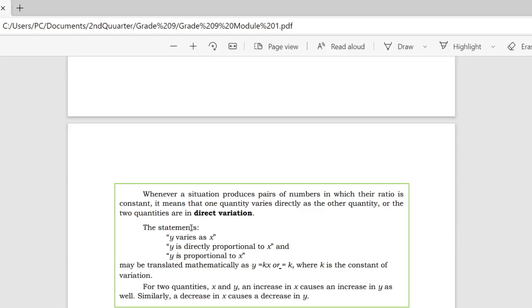So if you find these keywords, the statements, varies directly as, it should be varies directly as. Okay, y varies directly as x. Then if you have another statement that is y is directly proportional to x. Okay, so these are the keywords.